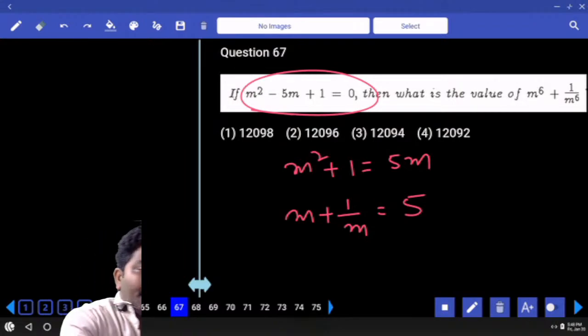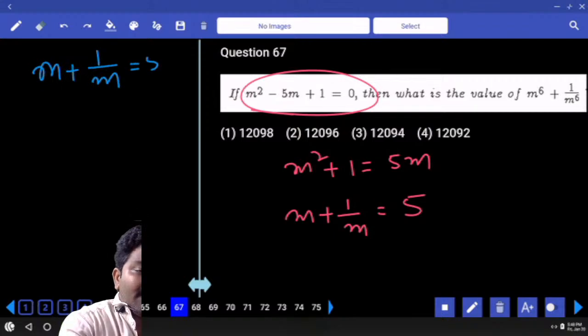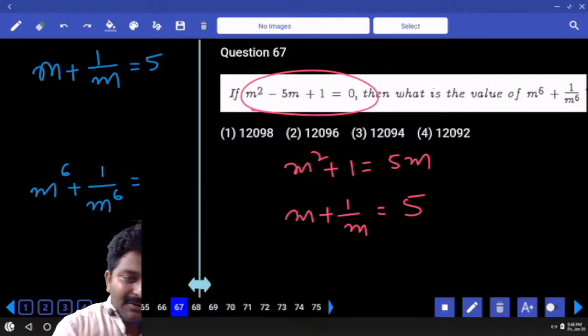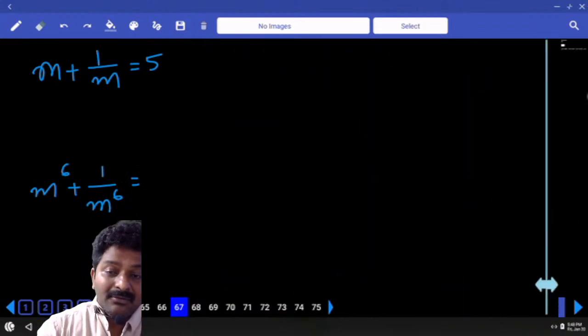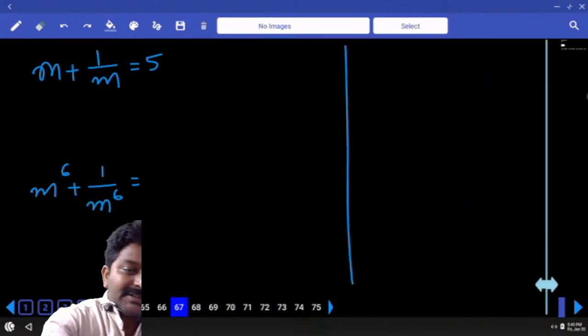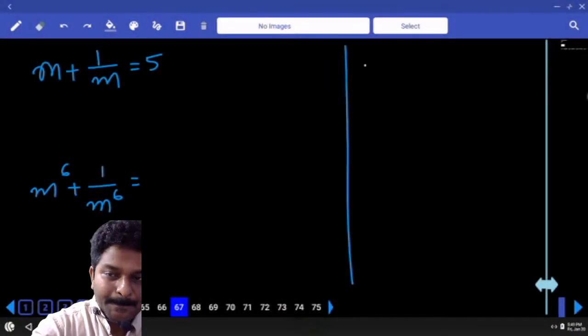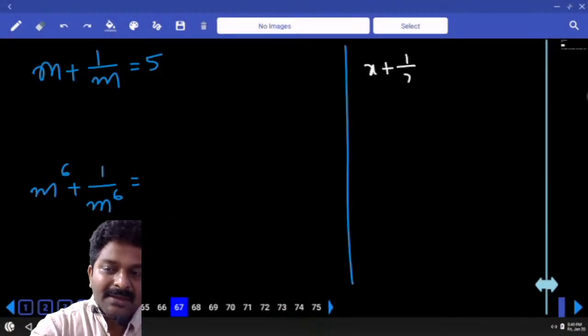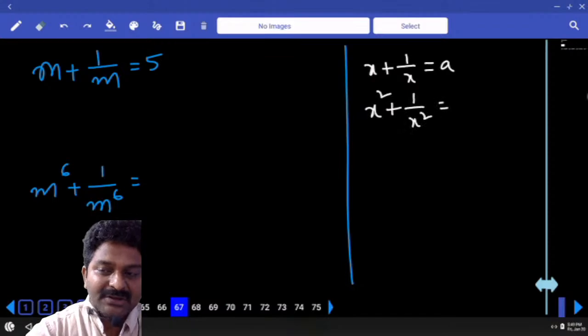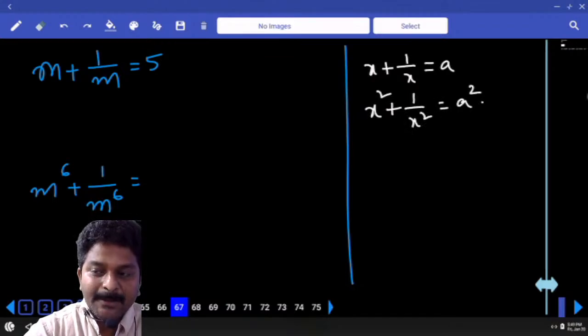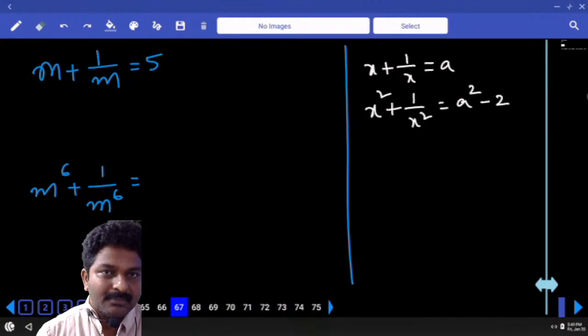So now when you have m plus 1 by m is equal to 5, and we were asked to calculate m power 6 plus 1 by m power 6, this is equal to how much? To get this, let me tell you something else. If you know x plus 1 by x is equal to a, you already know x square plus 1 by x square. How much is that? a square minus 2. Okay.